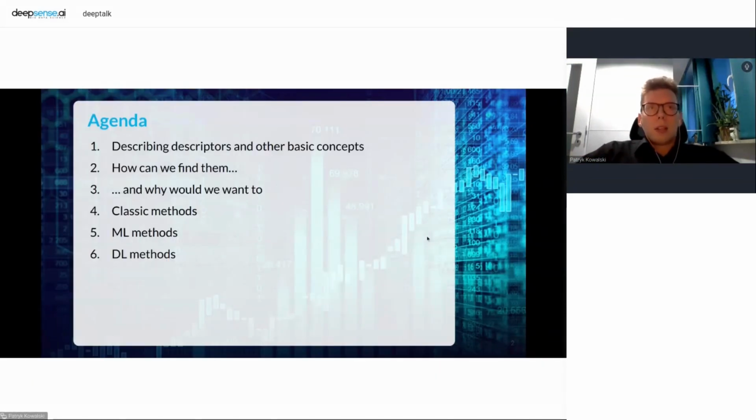Okay. So I'll start with the very basic concepts of what a key point or a descriptor is. We'll be describing descriptors. I'll talk about what we can use them for, and I'll go through a couple of algorithms for finding and describing key points using handcrafted descriptors, using machine learning methods, and using deep learning methods. And I'm aware that I haven't said who I am. My name is Patryk Kowalski, and I'm a data scientist at DeepSense.